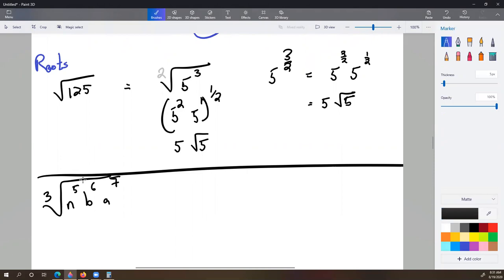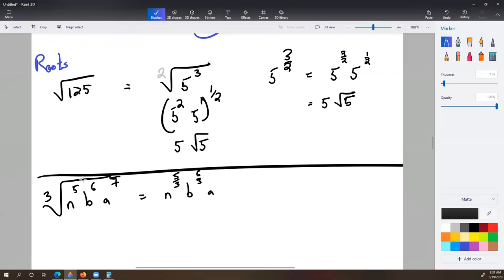So this is going to be the same thing as n to the 5/3, b to the 6/3, a to the 7/3. That was a terrible 7, my goodness. It is harder to write on my laptop, so I'm doing the best I can. But still, my goodness.